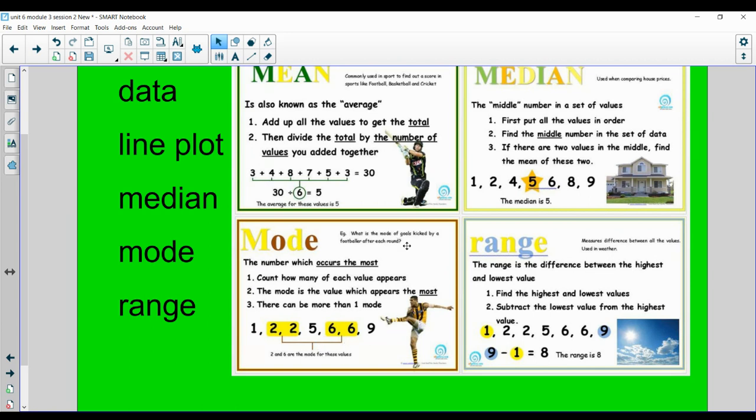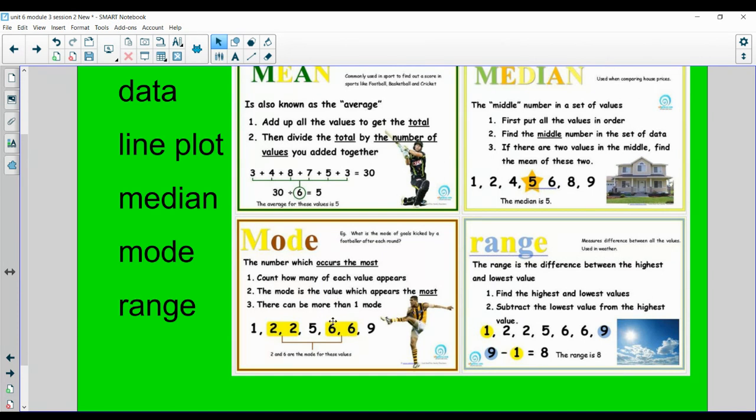Their example here is, what is the mode of goals kicked by a footballer after each round? And so they show the different rounds of the kicks. So 1 kick in a game, 2 kicks in this game, 2 kicks. And so each of these would be a game. And so eventually the 2 that appeared the most would be 2, had 2 of them, and then 6 had 2 of them.